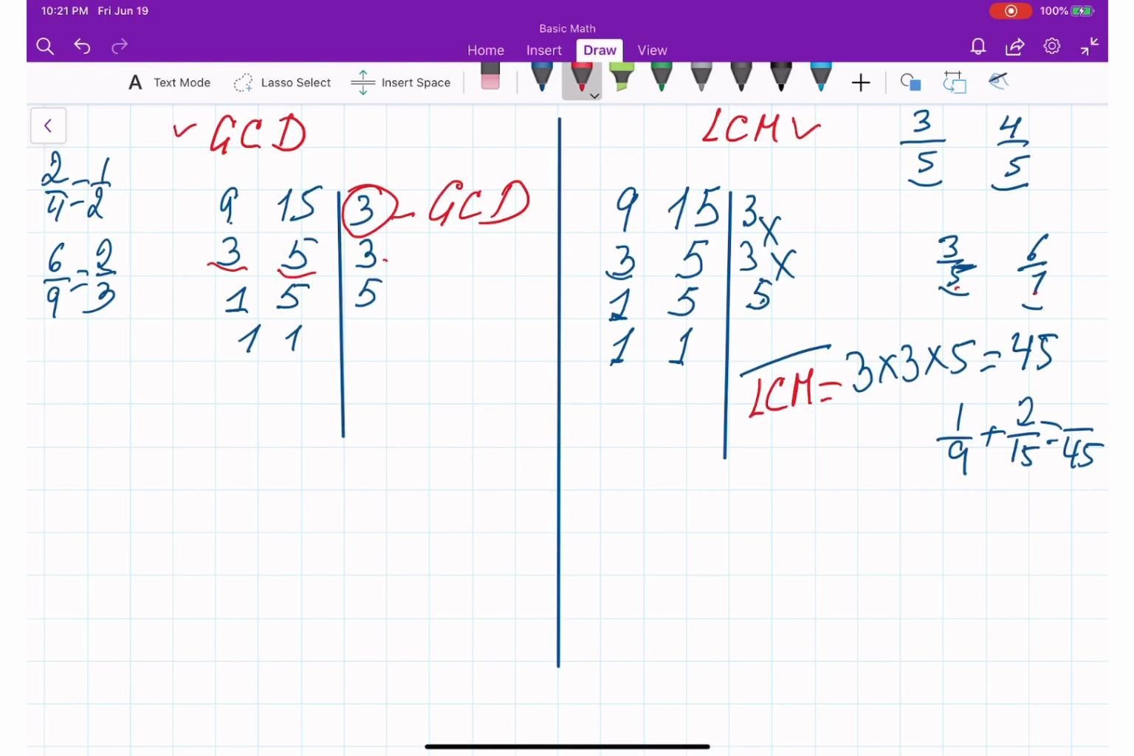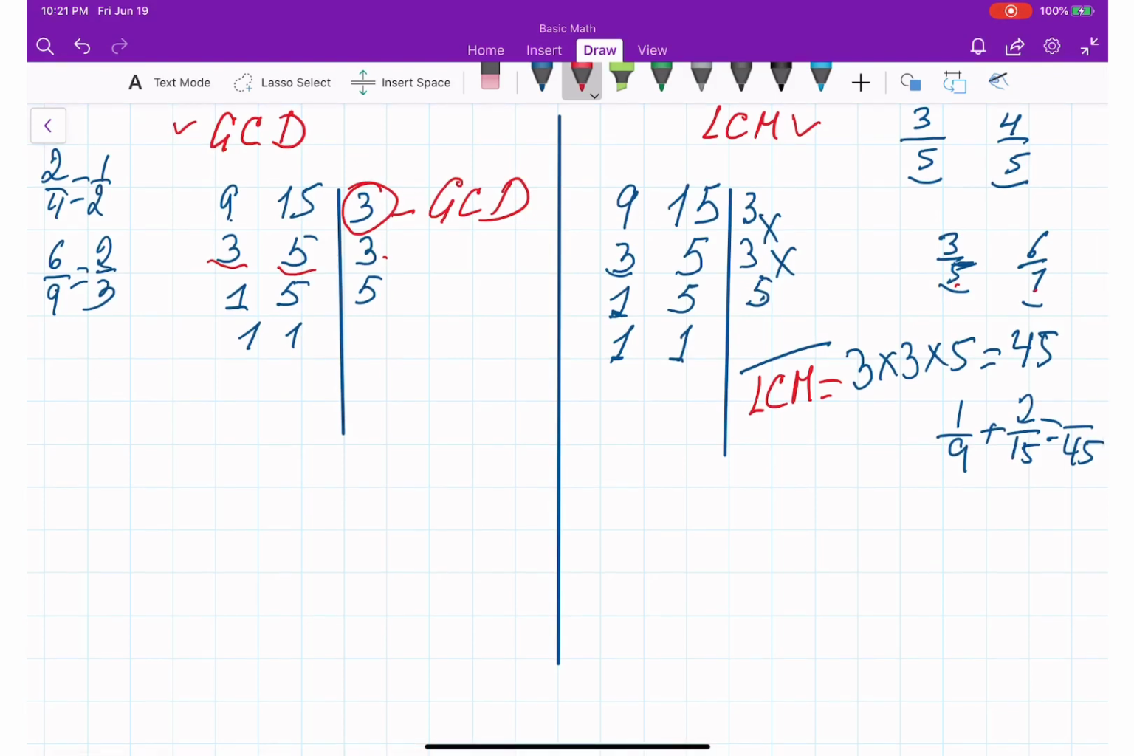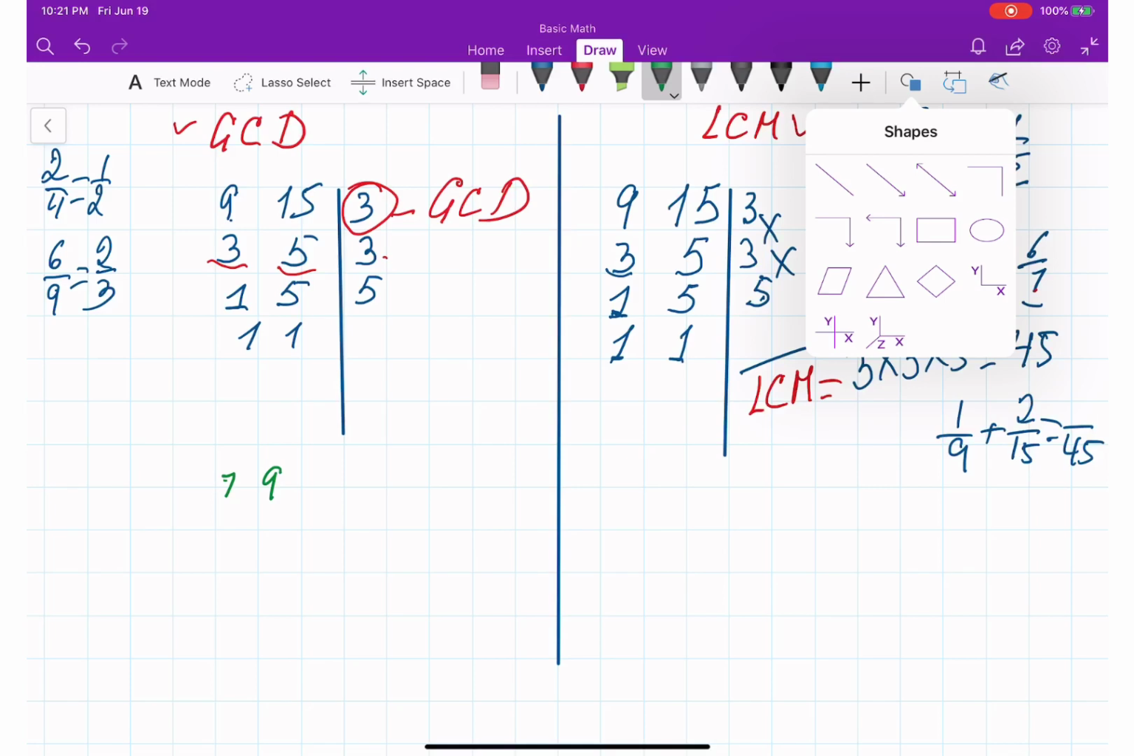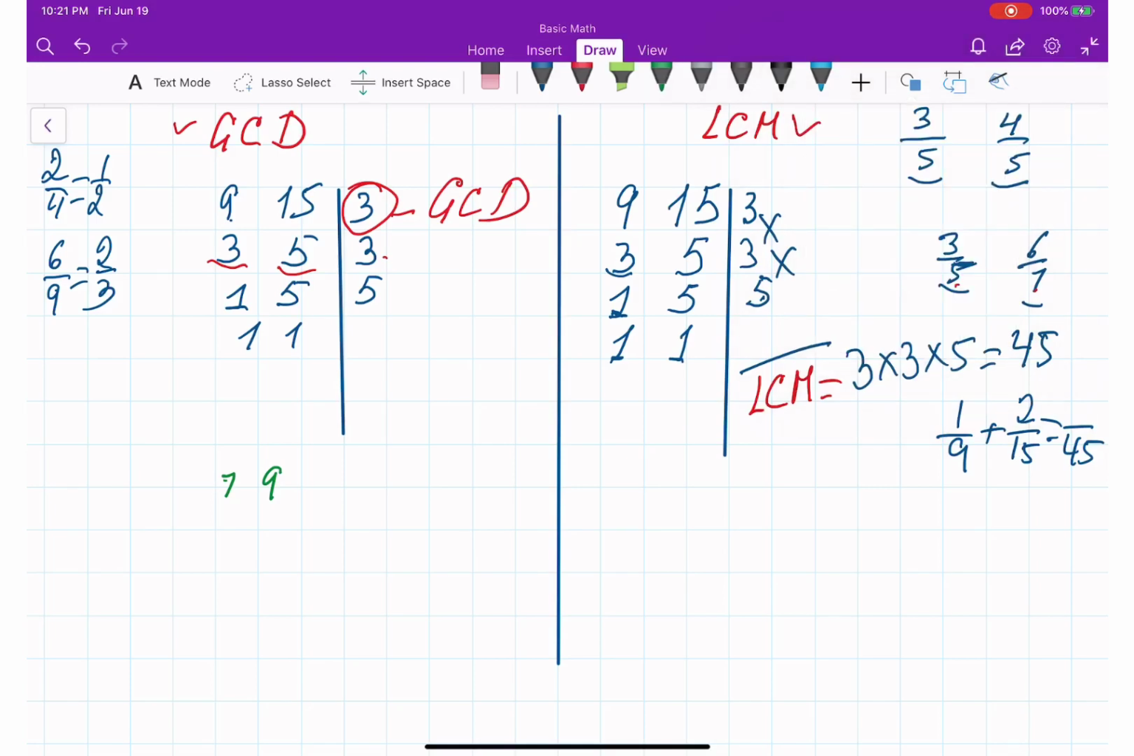But not always we are getting lucky. What if we have a case like, let's say, 7 and 9? Let's say we're taking 7 and 9. Greatest common divisor, and 7 and 9. Least common multiple.